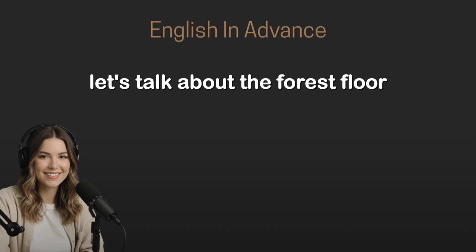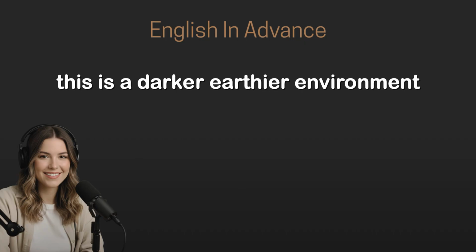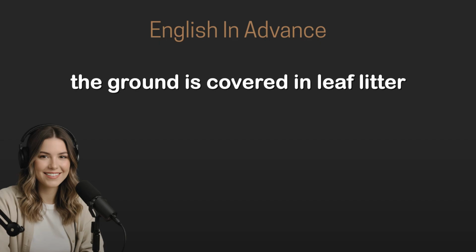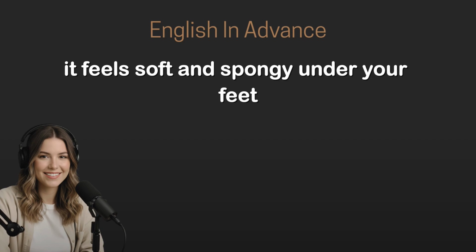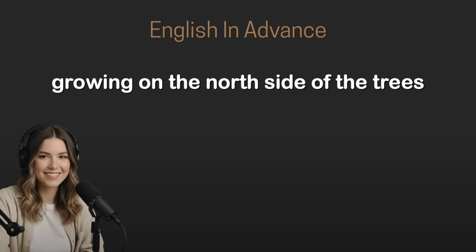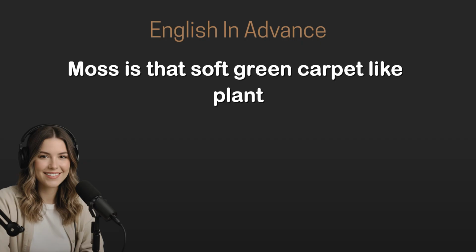Let's talk about the forest floor. This is a darker, earthier environment. The ground is covered in leaf litter, which is the layer of dead leaves. It feels soft and spongy under your feet. You might see moss growing on the north side of the trees. Moss is that soft green carpet-like plant.